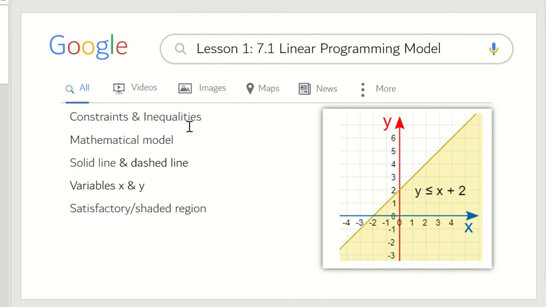Okay, for the content today we'll learn about the constraints and inequalities. Mathematical model is actually almost the same as the constraint. Then solid line and dash line. What does it mean by solid line and dash line? Solid means the full line, then dash line is the dotted line, with variables x, y in the inequalities. Then another one is the satisfactory or shaded region. This one means the shaded region.